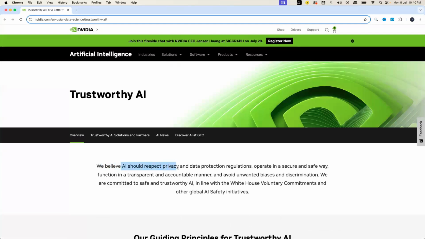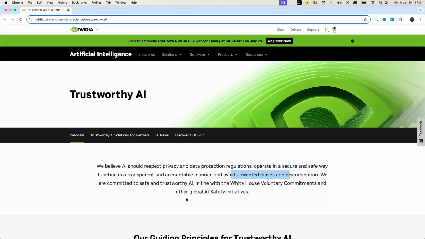They clearly define what is trustworthy AI. AI should respect privacy and data protection regulation, and operate in a safe and secure way. It should be transparent, accountable, and avoid bias. So the five pillars that I've talked about are covered here on this NVIDIA page. By going through this page at a very high level, you don't have to memorize anything. Just going through it at a high level is more than enough.